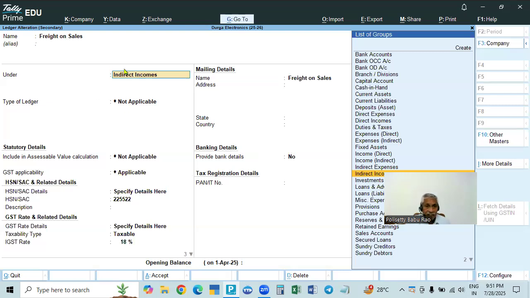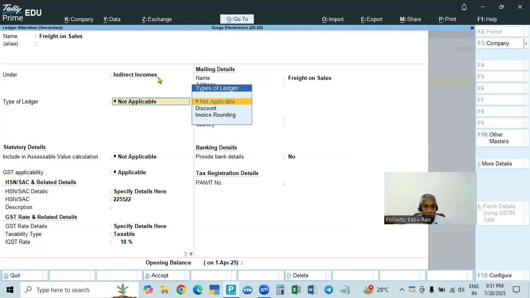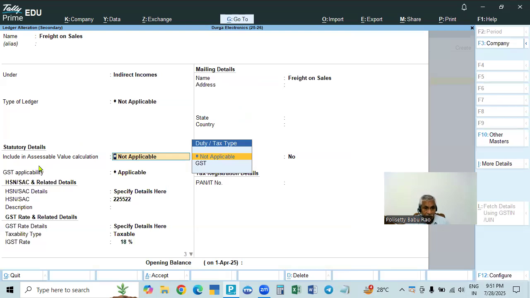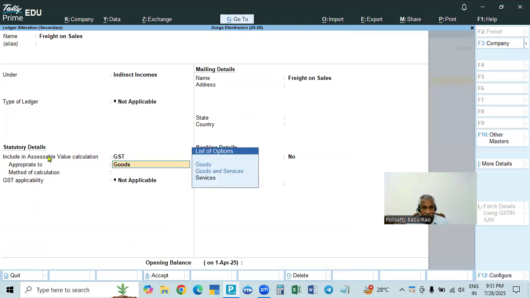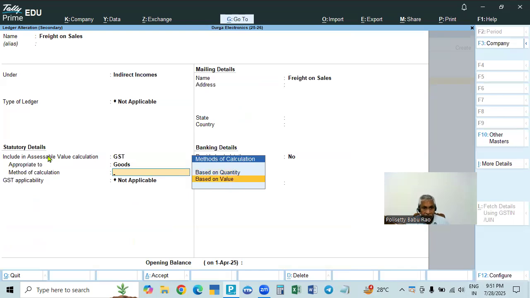But here, freight on sales will be collected. We are collecting it from the customer, so it is income. All these incomes will be indirect income. Here also, this is added to the assessable value of the stock item. So for GST on goods, based on value, normal GST is not applicable.